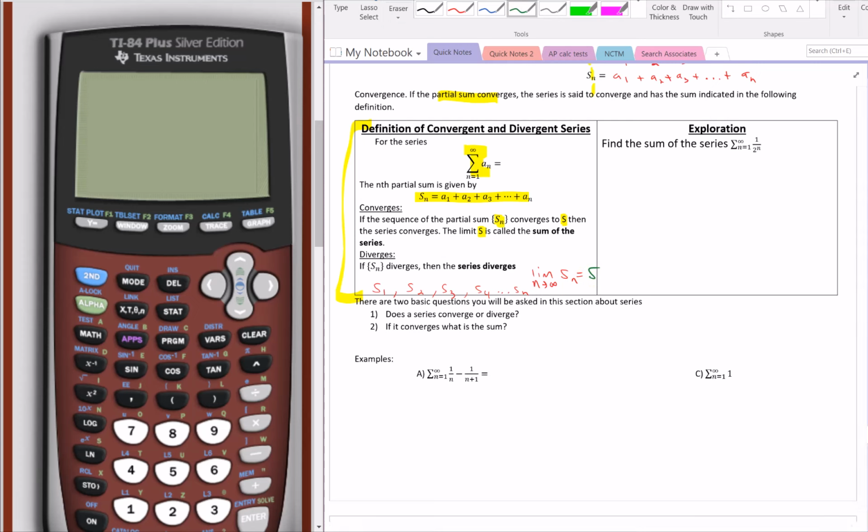I know this is confusing. Let's look at an example. We want to try to find the sum of this infinite series here.